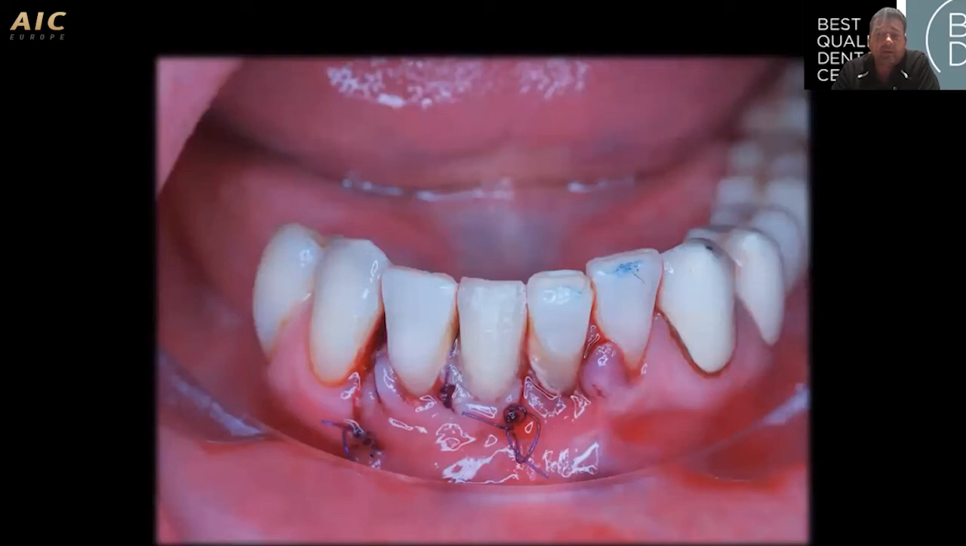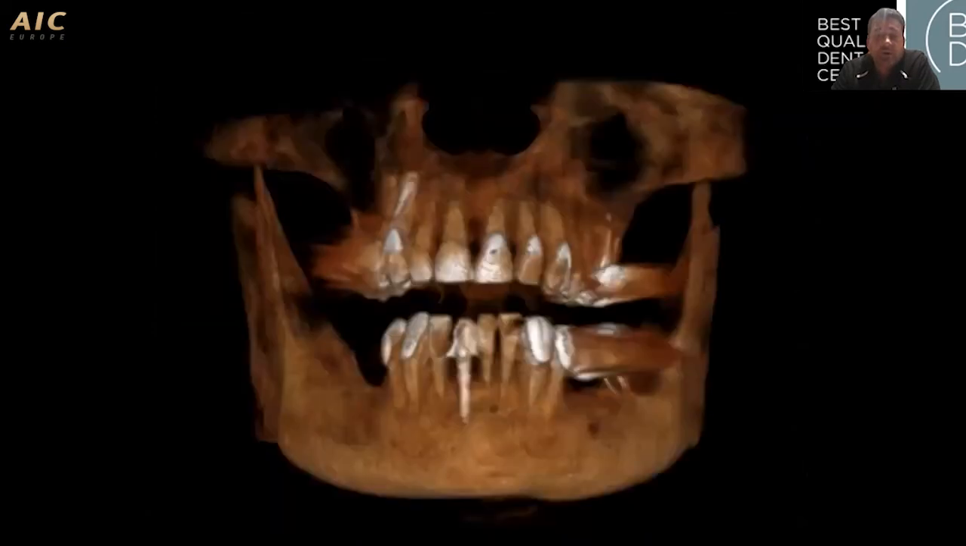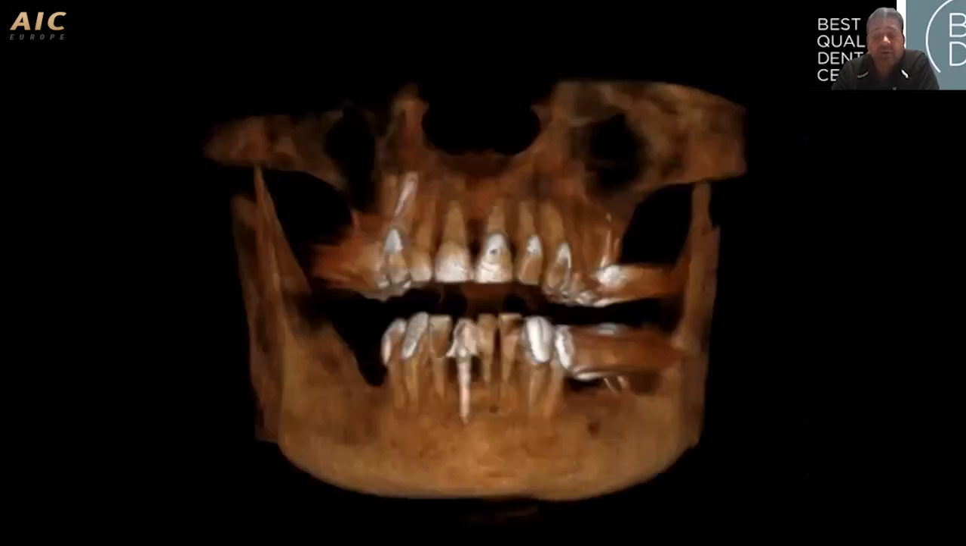The lady was quite happy, and she left, and after some time she came back. This is the image from the same day as the implant procedure, and we have enough bone support right now. The position of the implant is very good, because it's in the middle of the space where it should be.